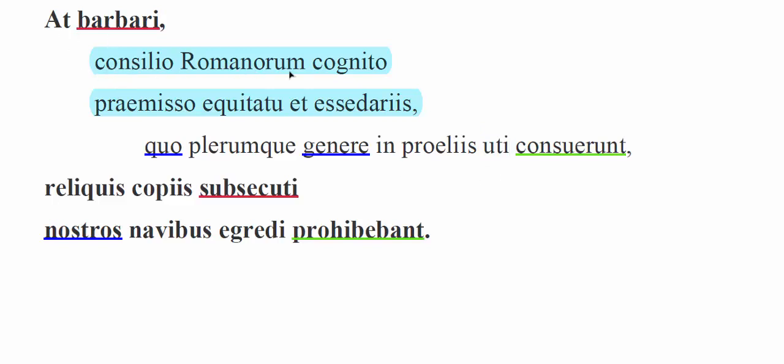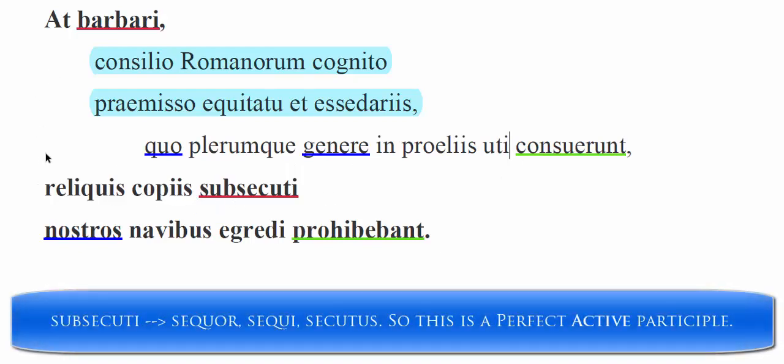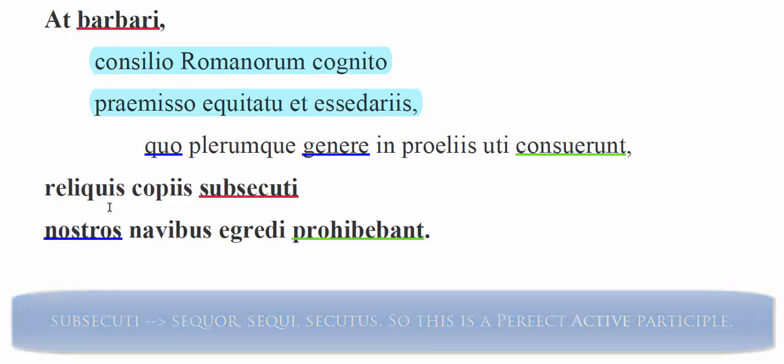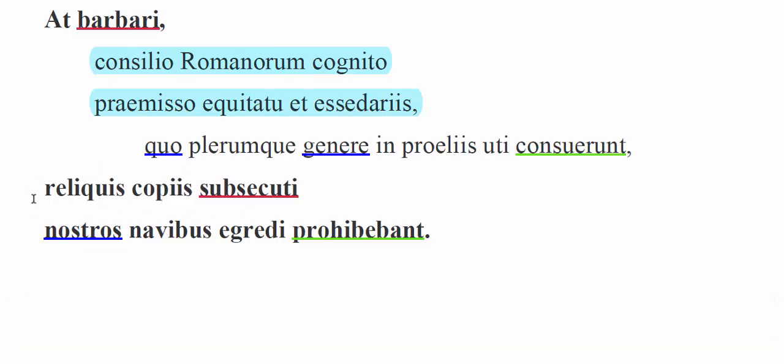The Barbarians, with the plan of the Romans being recognized and having sent forth their cavalry and chariots, which type of troops quite frequently in battles they were accustomed to use. And then we come back to the main clause, the main thought. This is the Barbari following with the rest of their forces, so this would be their infantry, presumably. Our men from the ships as they were departing, they repelled. If we were to read that in a more English way, the Barbarians repelled our men.